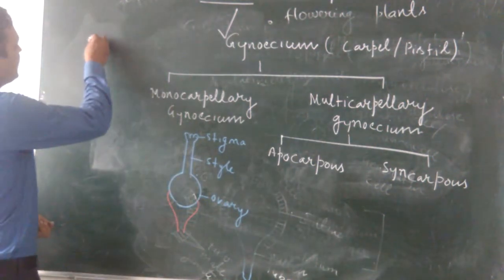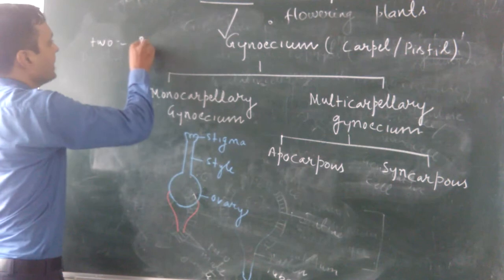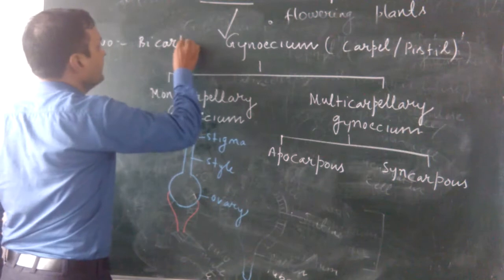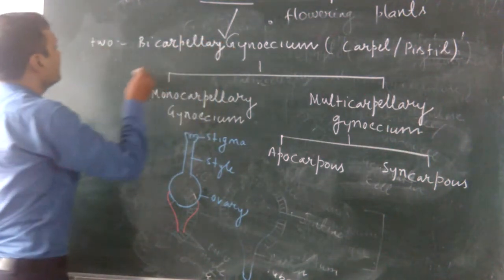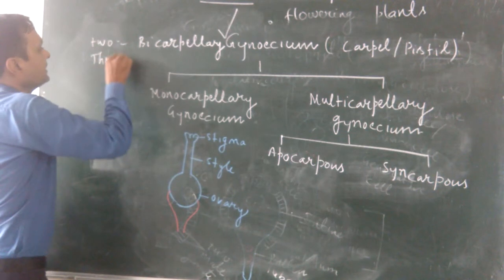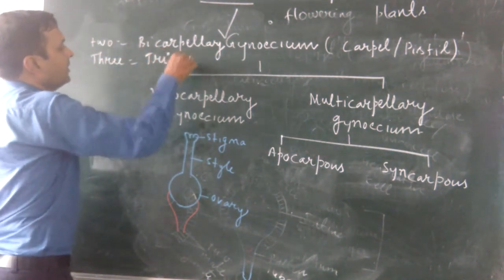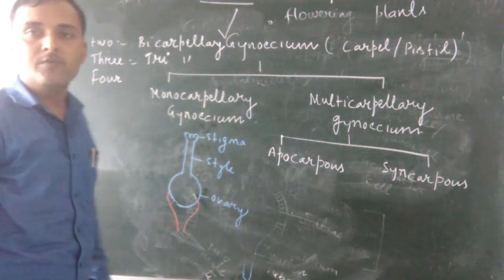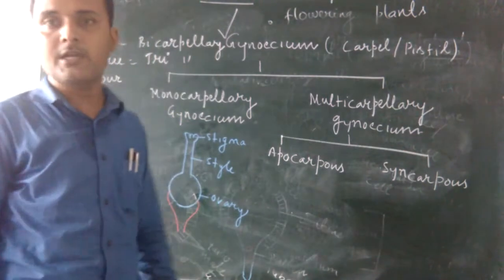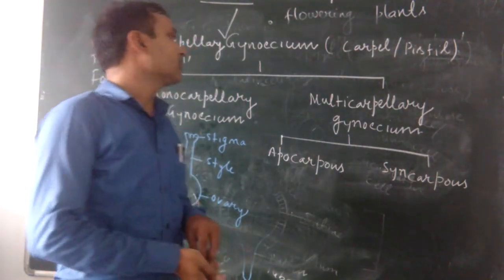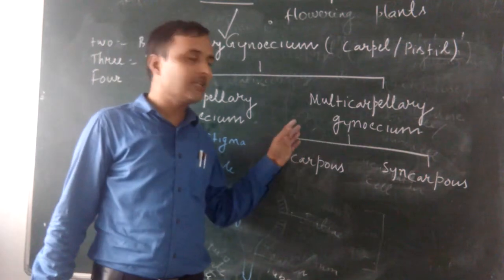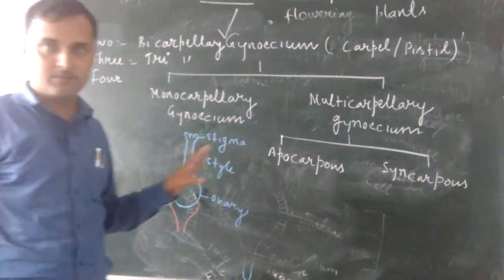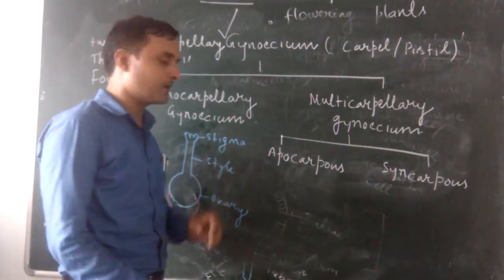Listen, when the number of carpels is 2, it is known as bicarpellary gynoecium. When the number of carpels is 3, it is known as tricarpellary gynoecium. When the number of carpels is 4, it is known as tetracarpellary gynoecium. When the number of carpels is 5, pentacarpellary, and so on. So when the gynoecium consists of 2 or more carpels, such a gynoecium is known as multicarpellary gynoecium. It can be further classified into 2 types: apocarpous and syncarpous.